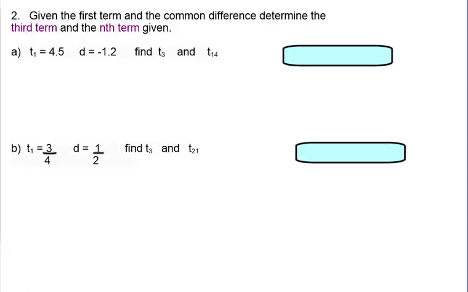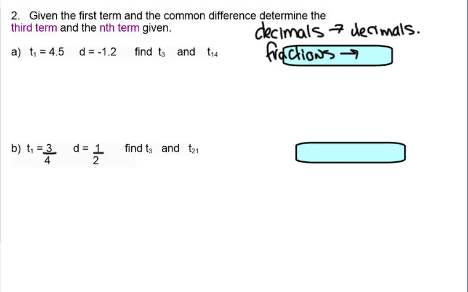Given the first term and the common difference, determine the third term and the nth term. So we've got T1 is equal to 4.5, D is equal to negative 1.2, find T3 and T14. First thing I'm going to say, if I give you decimals, your answer can be in decimals. But if I give you fractions, your answer must be in fractions.